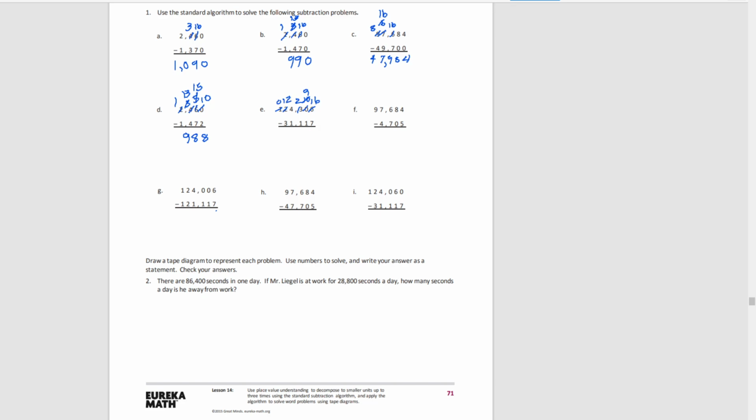Now we can subtract. 16 minus 7 is 9. 9 minus 1 is 8. 2 minus 1 is 1. 4 minus 1 is 3. And 12 minus 3 is 9. So we have 93,189. Pause the video and try F.